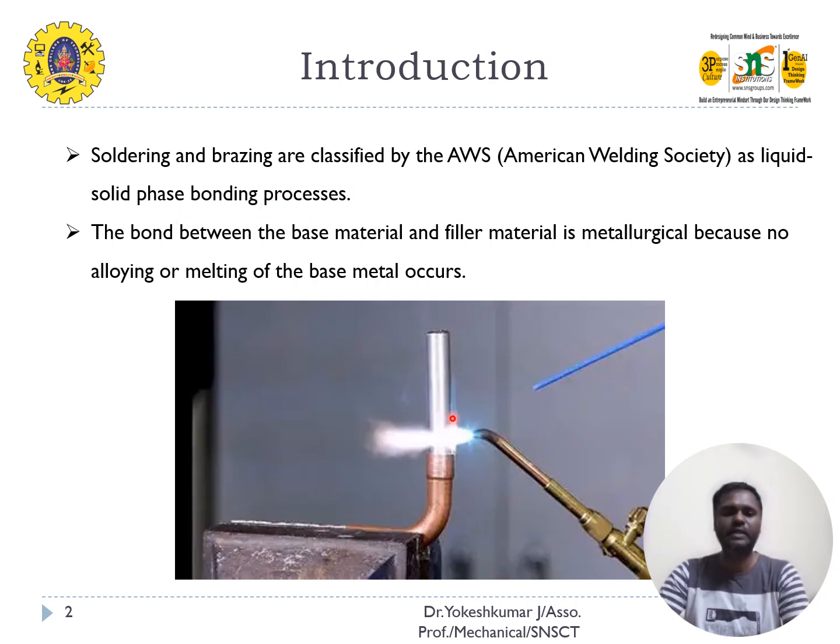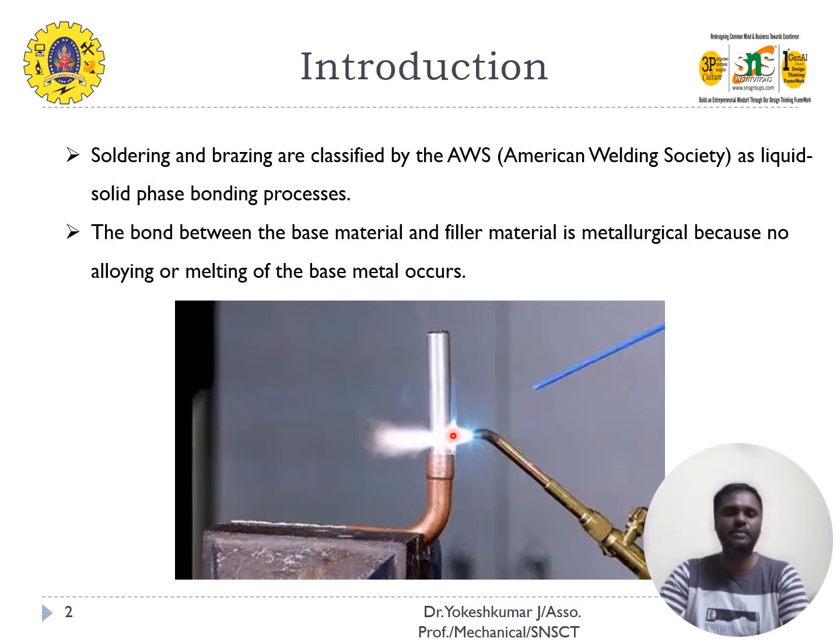Why is it called the liquid solid phase bonding process? We have two parent metals that we are going to join, and for joining we apply heat. Additionally, we need to supply a filler metal, which provides a proper bonding between the two parent metals. Here we are also applying heat on the filler metal. The filler metal is introduced in the heat zone, and it is used to join the two metals.